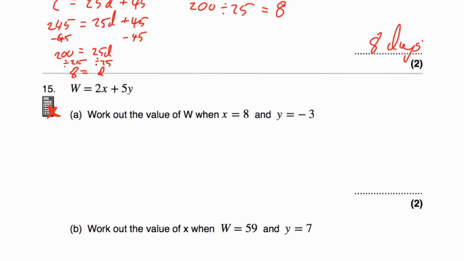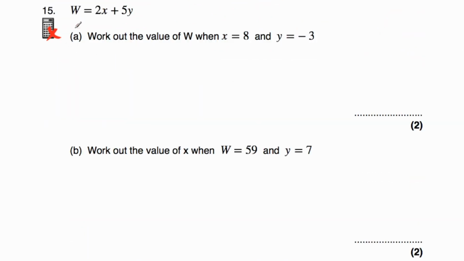Okay, our next question, question number 15. We've been told that w is equal to 2x plus 5y. And we've been asked to find the value of w whenever x is equal to 8 and y is equal to negative 3. So w is equal to 2 times x, so that's going to be 2 times 8, which is 16, plus 5 times y, 5 times minus 3 would be minus 15, so add minus 15. So we've got w is equal to 16 plus negative 15.